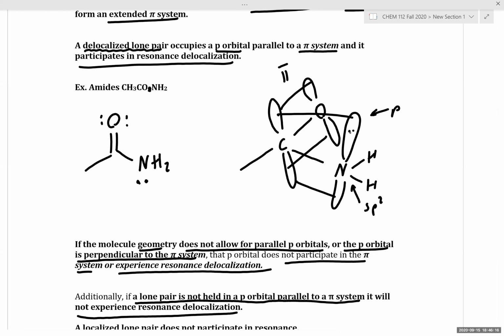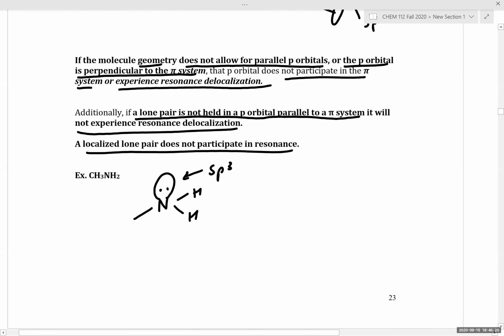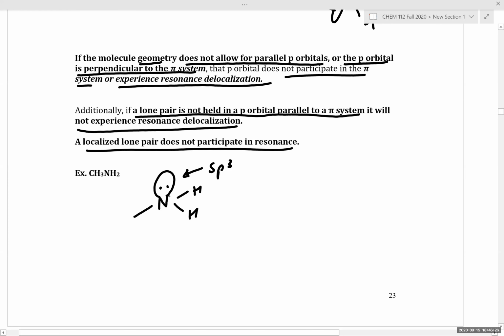Okay, I see. Now, for a localized lone pair, it's stuck, exactly. And in turn, the hybridization of nitrogen is such that the lone pair is located, rather than in a p orbital, in an sp3 orbital or other hybrid orbital. Does that make sense? Yes, it does. Thank you.